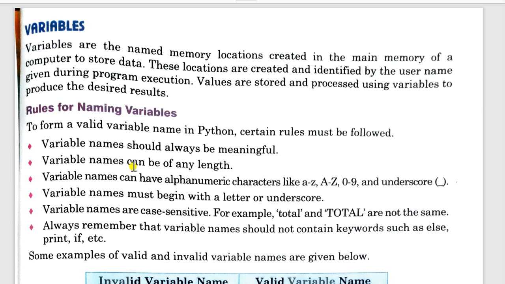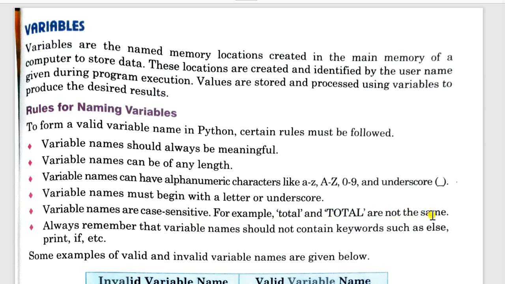Variable names can be of any length. It can be short, it can be a single alphabet, it can be a name. Variable names can have alphanumeric characters like A to Z, and also numbers, and it can also contain an underscore. Variable names must begin with a letter or underscore. This is the rule, you have to know this. Variable names are case sensitive. For example, total and capital Total are not the same.